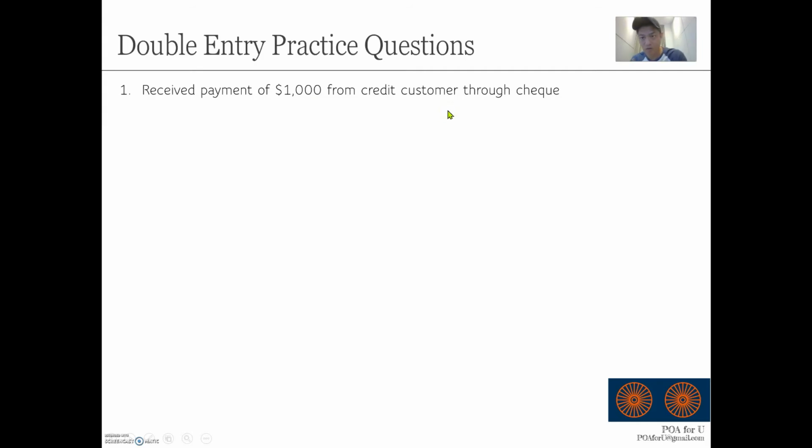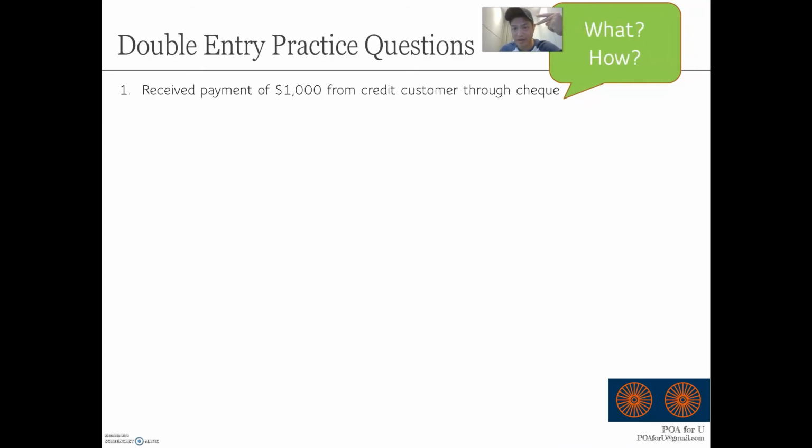So I've mentioned, when you look at a transaction, you've got to have two questions in your mind to figure out the journal entry. What are they? What is happening and how it's happening, right? What and how. Okay, so in this case, let's see what's happening. You've actually received payment from a credit customer. And how did that happen? You received it through check, right?